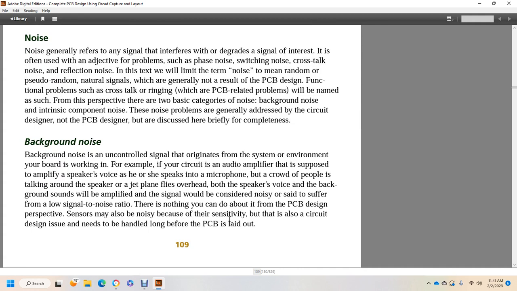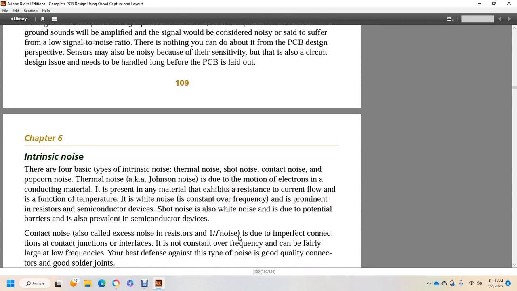For example, if your circuit is an amplifier that is supposed to amplify a speaker's voice as he or she speaks into a microphone, but a crowd of people is talking around the speaker, or a jet plane flies overhead, both the speaker's voice and the background sounds will be amplified. The signal will be considered noisy and said to suffer from a low signal-to-noise ratio. There is nothing you can do about it from a PCB design perspective. Sensors may also be noisy because of their sensitivity, but that is also a circuit design issue that needs to be handled long before the PCB is laid out.